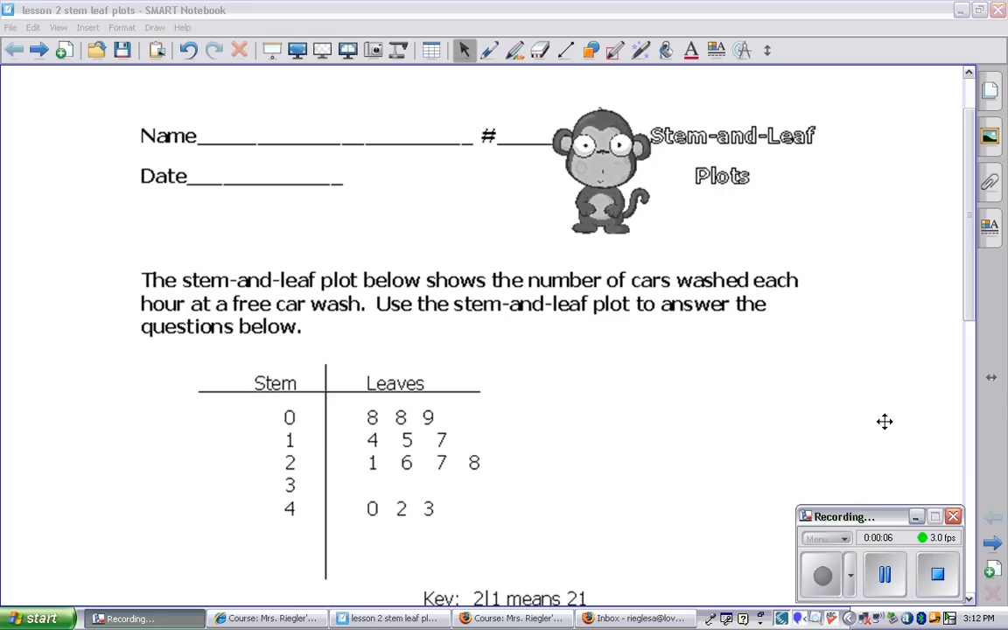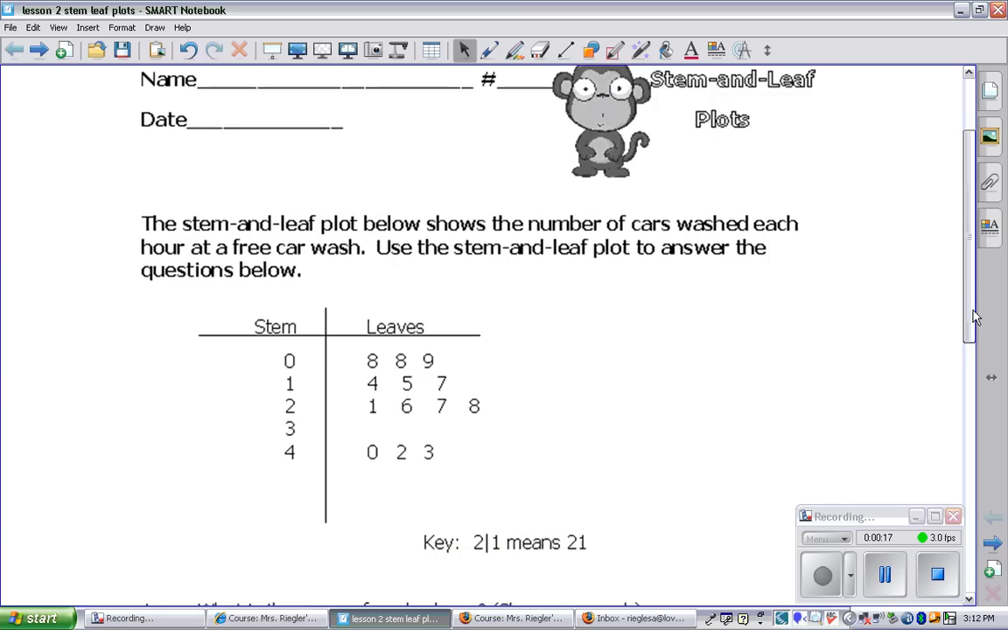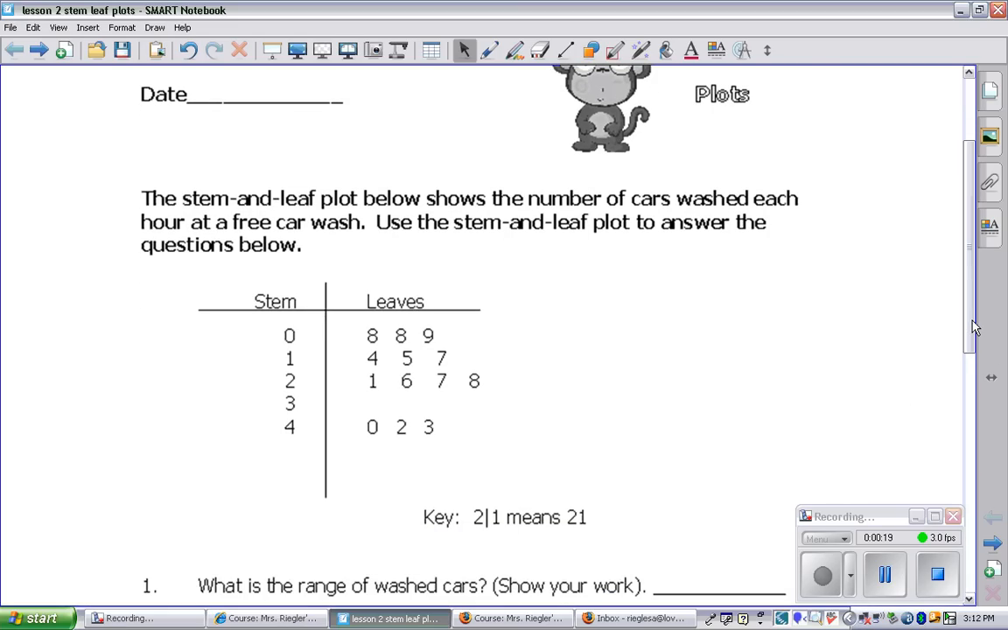Today we're talking about stem and leaf plots. Sounds exciting, doesn't it? I know. Can't wait. Stem and leaf plots are a way of organizing your data.